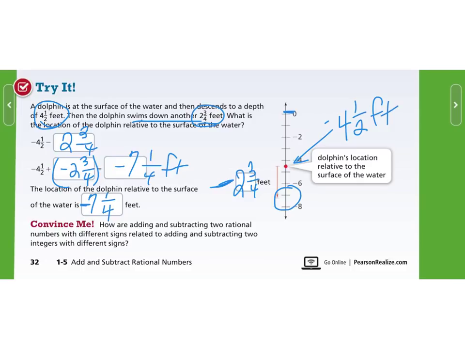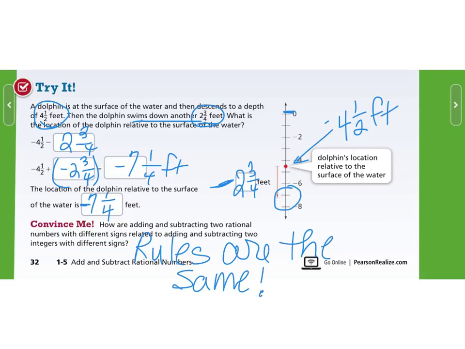Hopefully you got negative 7 and 1/4 feet when you put together a negative 4.5 plus a negative 2 and 3/4. Now the Convince Me just asks us about how addition and subtraction of rational numbers is related to adding and subtracting integers. Well, to be honest, the rules are the same. So that is one thing that we don't have to worry about changing. So if you can remember how to do it with integers, you definitely know how to do it with rational numbers. You just have to worry about the fractions or the decimals.